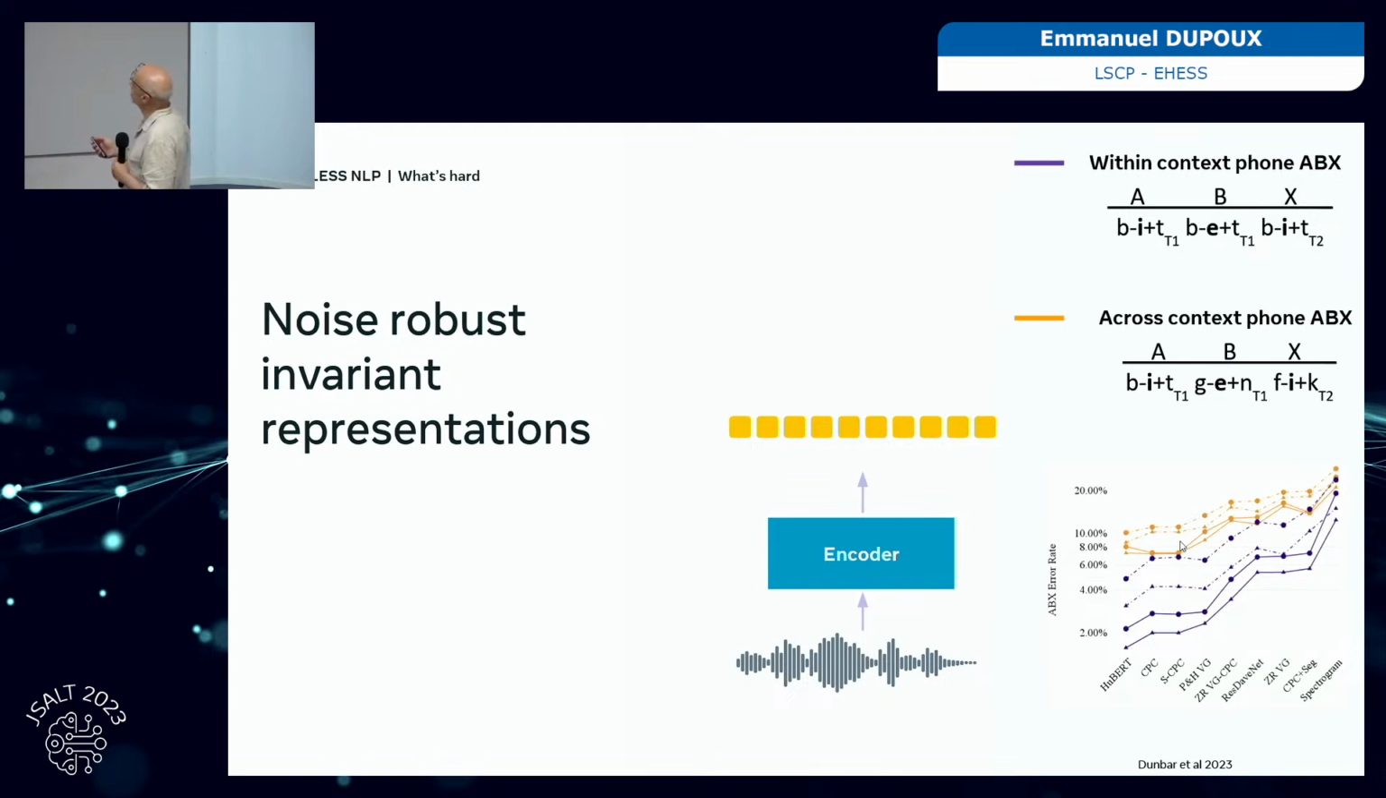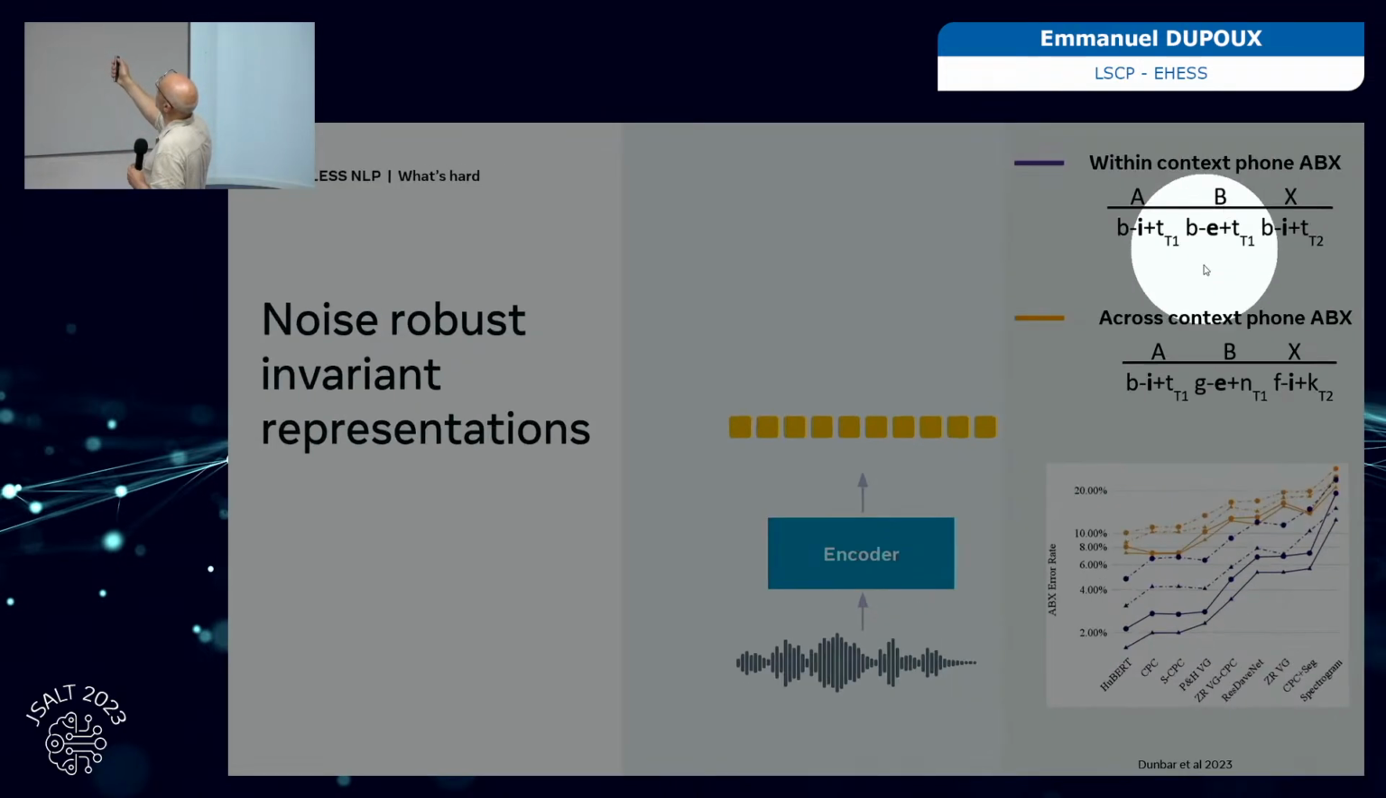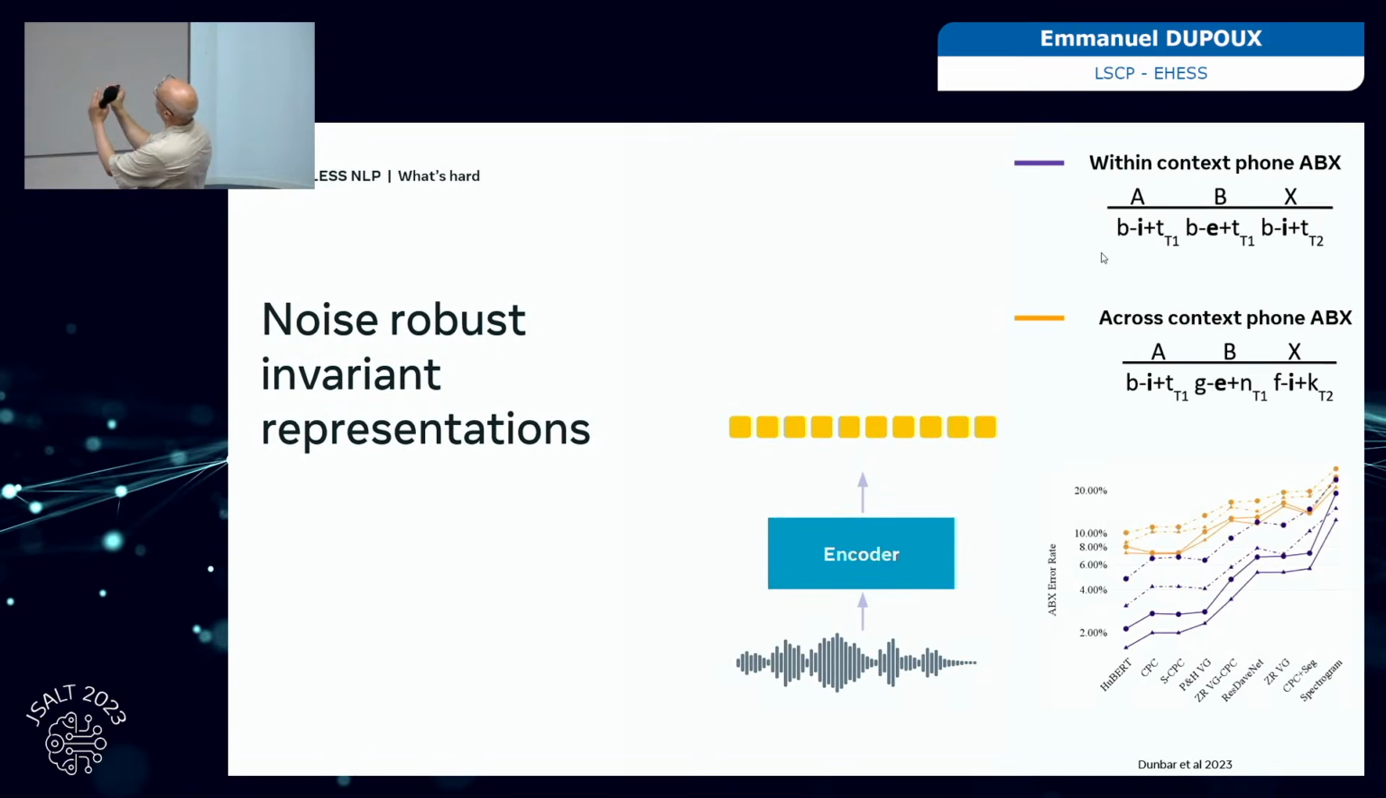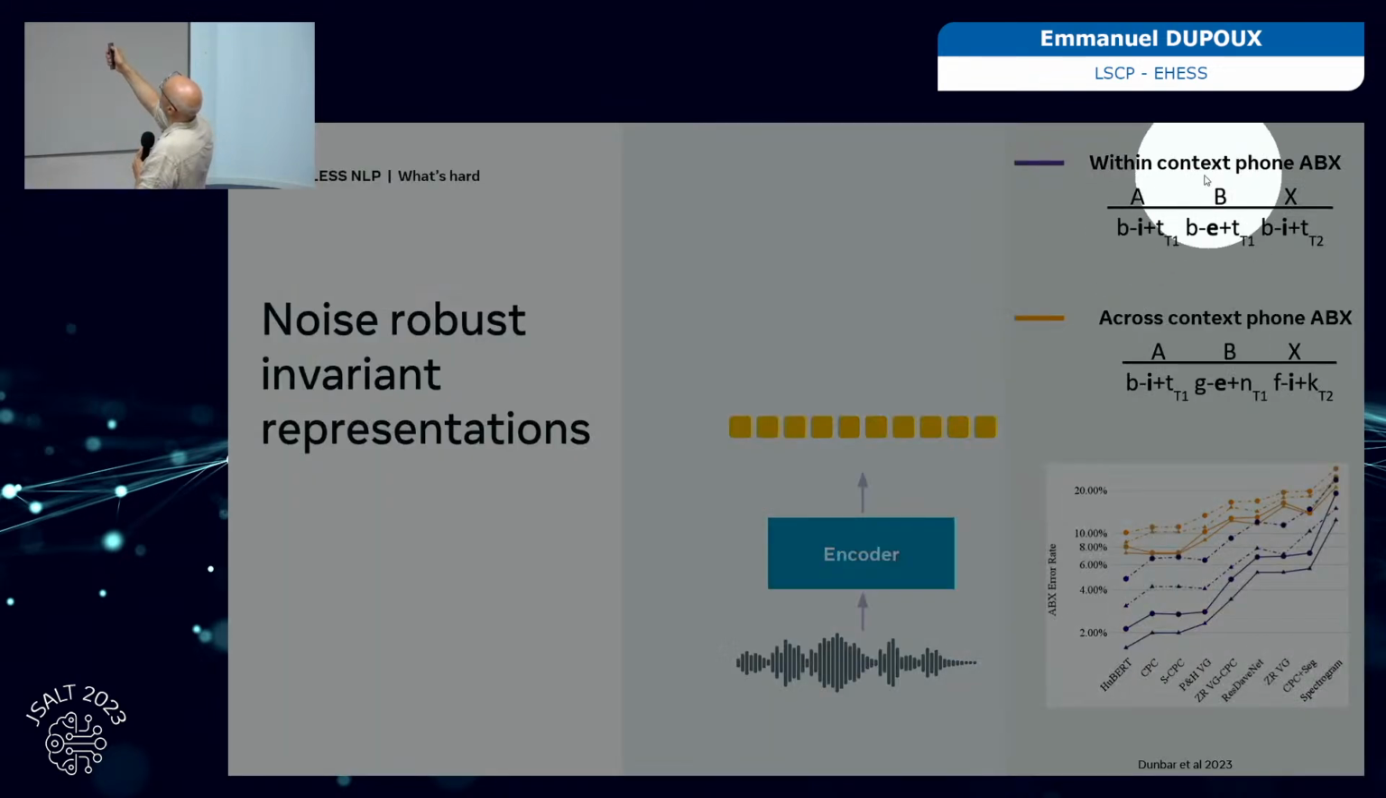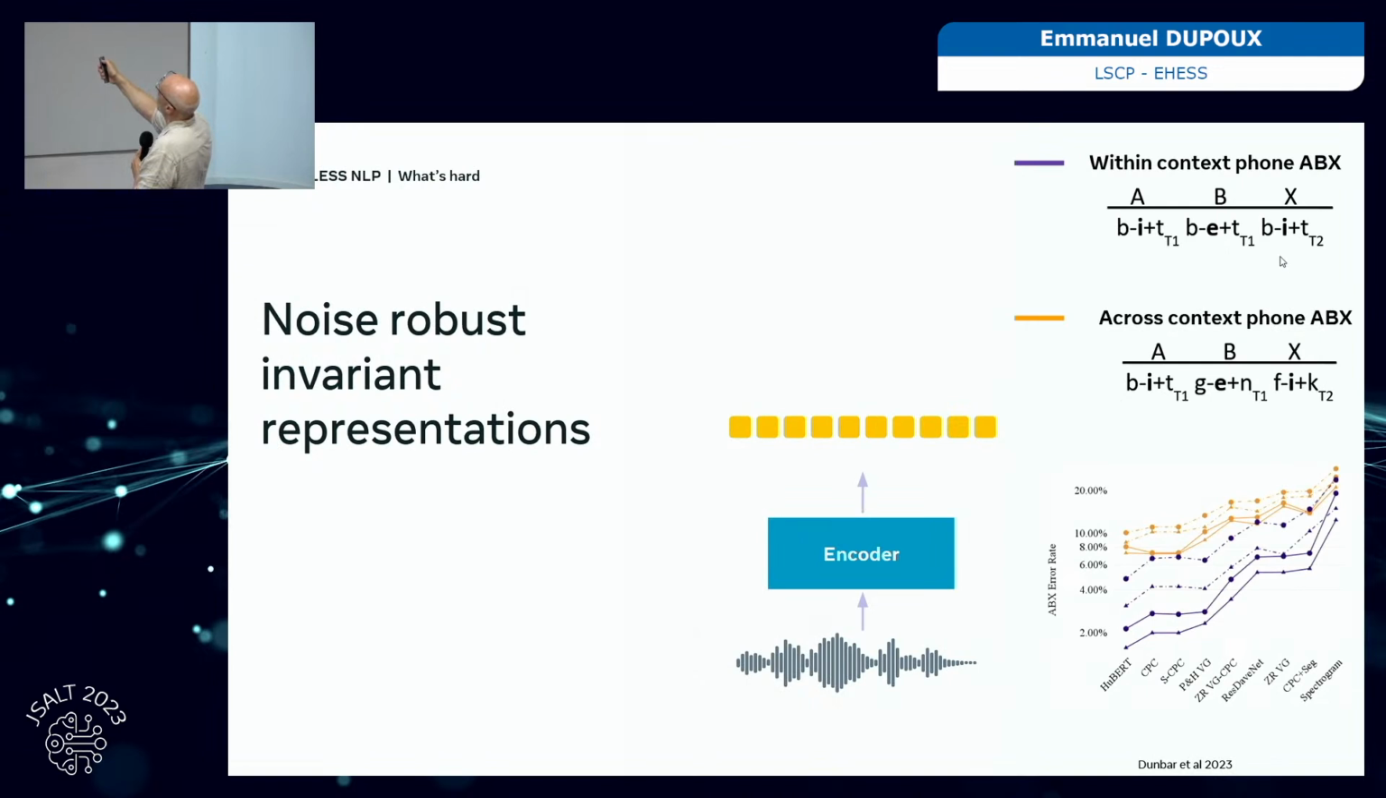So we also recently discovered that there's a problem of lack of context invariance. This is a paper by Ewan Dunbar where he introduced two novel versions of ABX. Typically, what we have been doing so far with ABX is keeping the left and right context of a phoneme the same. So we have bit versus bet, and that's what we do typically in the standard ABX. Now, in this version of ABX, you change the phonemes left and right, so now they are across context.